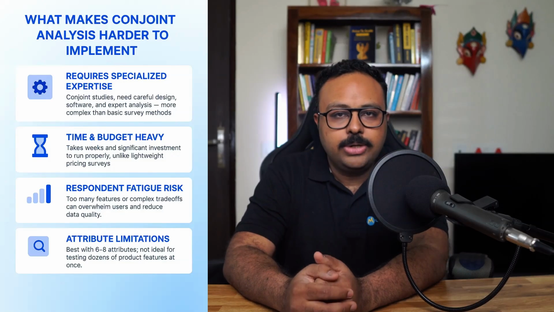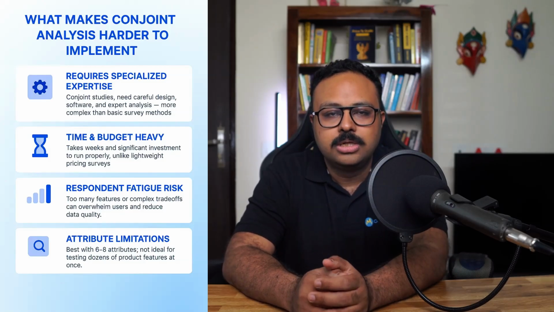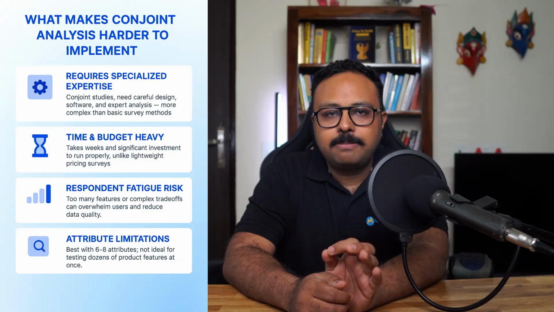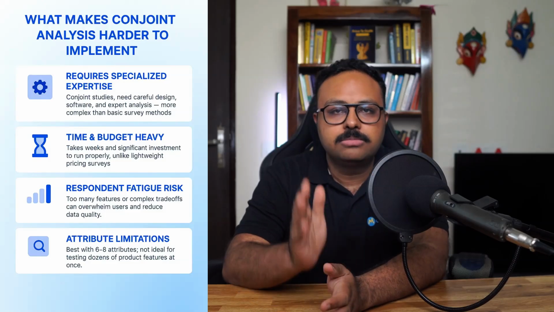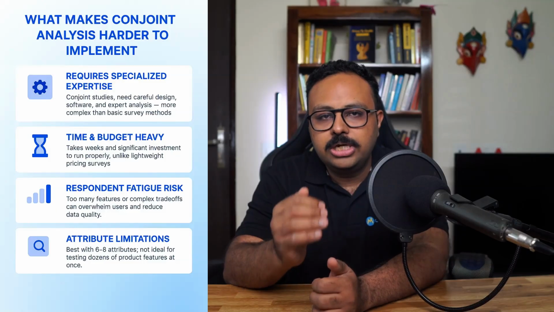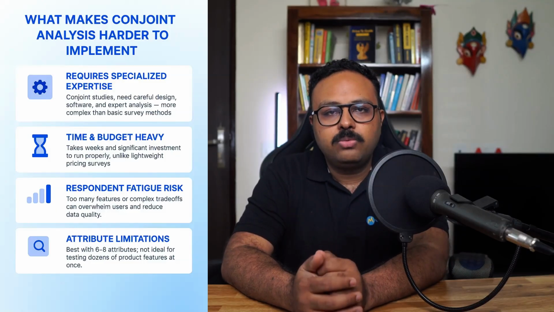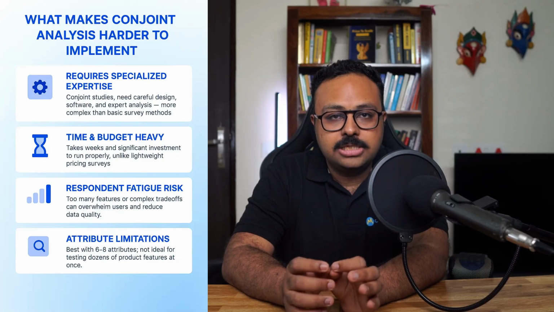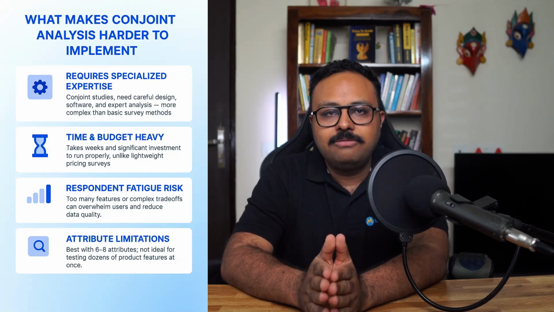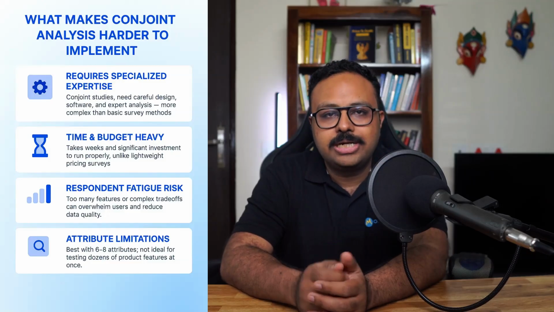From a practical standpoint, conjoint is also limited in how many attributes it can realistically include. Usually 6 to 8 maximum before the task becomes too complex. If your product has dozens of features, you need to prioritize which ones to test. Finally, conjoint works best with concrete, easily described features. It can struggle with emotional benefits or brand perceptions that are harder to articulate in a survey format.